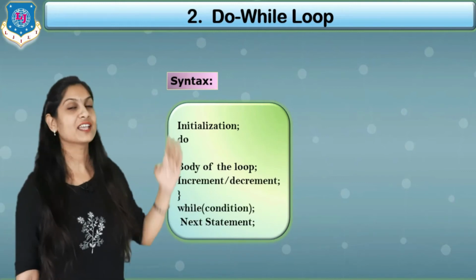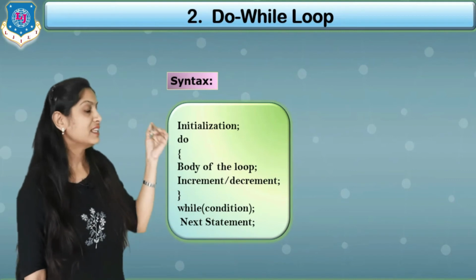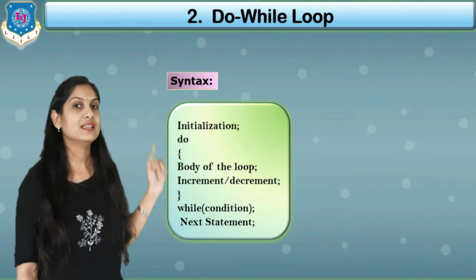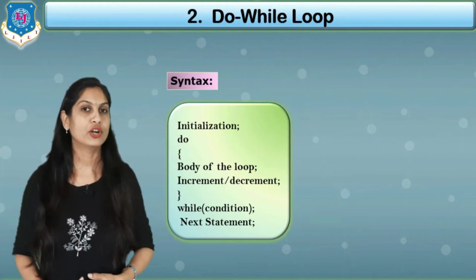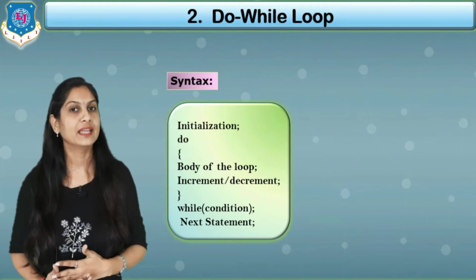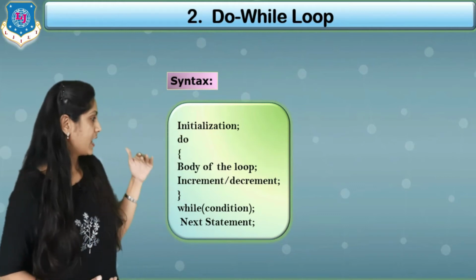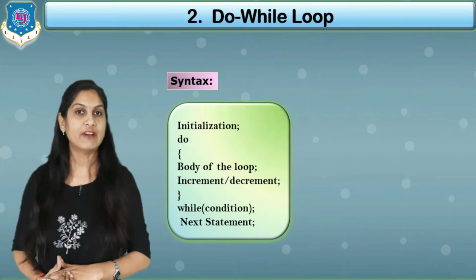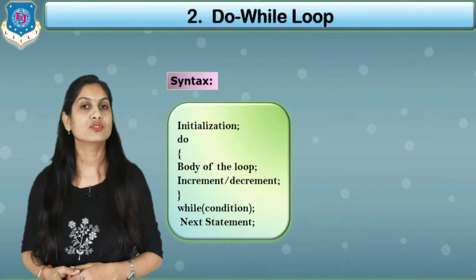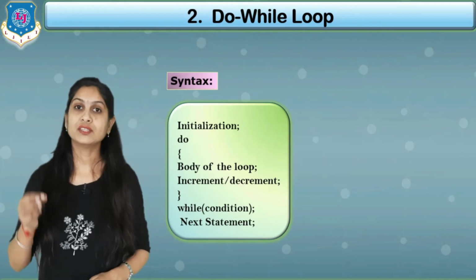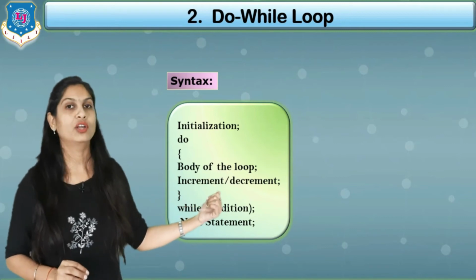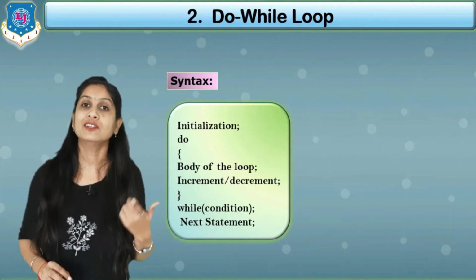Now see the syntax for do while. So instead of while, now we have the keyword do, and inside curly brackets we write the body of the loop and then the increment or decrement operator, and after the ending of do we put the while, and in the while we put the condition, and remember the most important thing: we have to put a semicolon at the end when we are using do while.